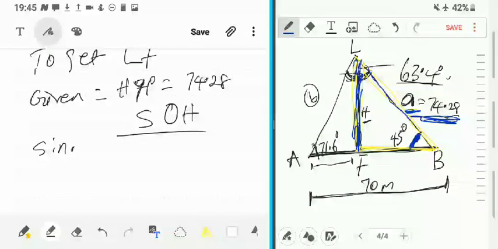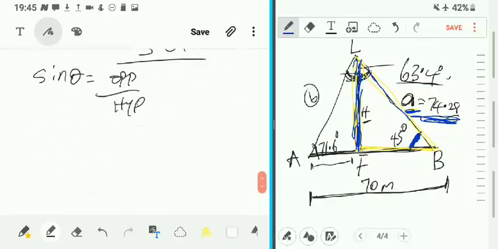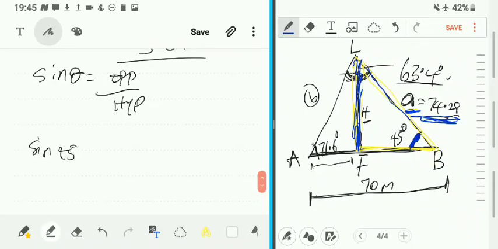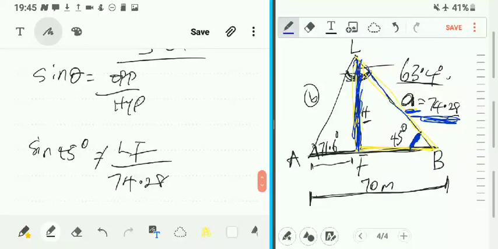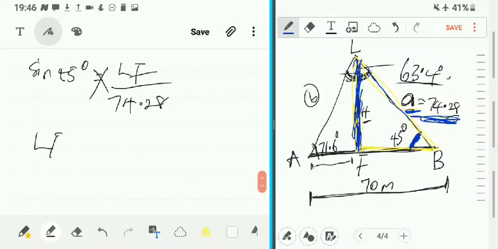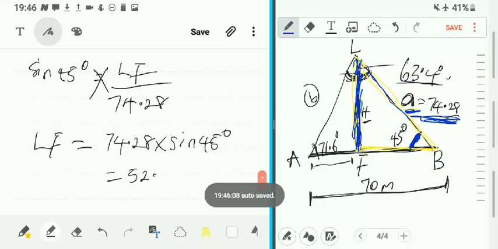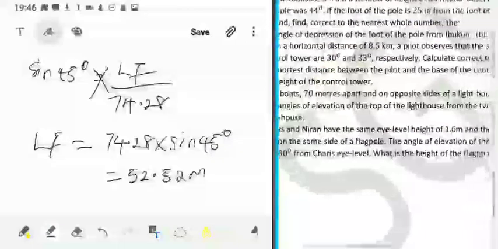So using the sine ratio, sine theta is what? Opposite over hypotenuse. What is theta? Theta is 45 degrees, so sine 45 degrees is equal to opposite, which is this, LF, or you can use H, divided by the hypotenuse, 74.28. When you cross multiply, you have LF equal to 74.28 times sine 45 degrees, giving you 52.52 meters. So that is the height of the lighthouse.